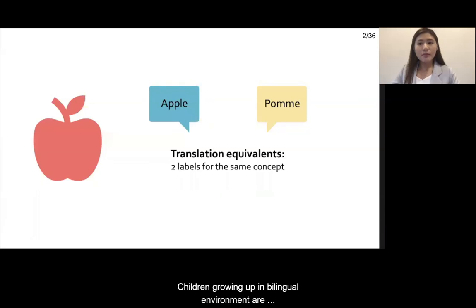Children growing up in a bilingual environment are exposed to two languages and have to learn two different labels for the same concept. For example, to refer to the same red-skinned fruit, an English-French bilingual child must learn the word apple for English and the word pomme for French. These cross-language synonyms are known as translation equivalents.